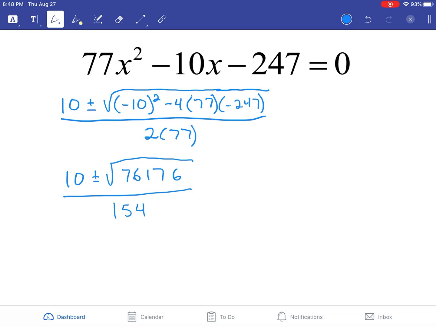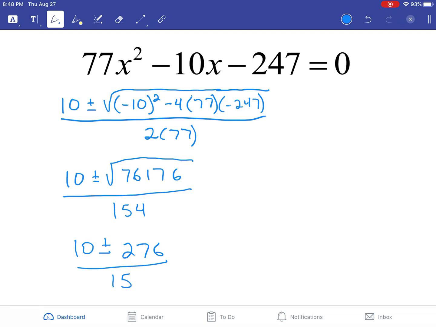Now, technically, you could probably just leave it like this, but what you should do every time you have these, and we didn't really do it in the last problem because I knew it wasn't going to work, is figure out if that number in the square root is a perfect square. So if you put the square root of 76176 into your calculator, you'll find out that it is a perfect square, in fact, and it reduces to 276. Oops, made a mistake. To 276. It's not a square root anymore.